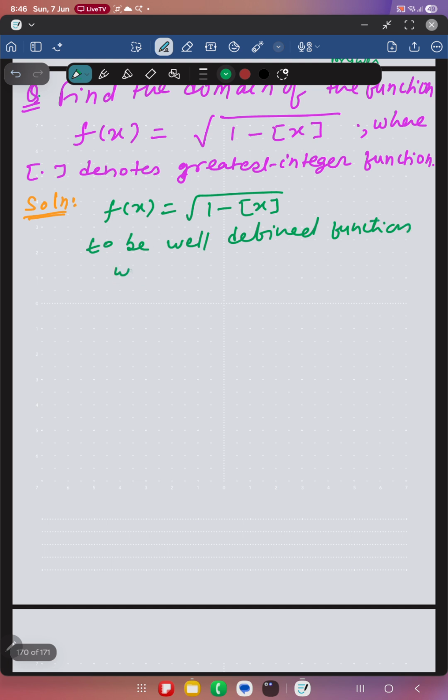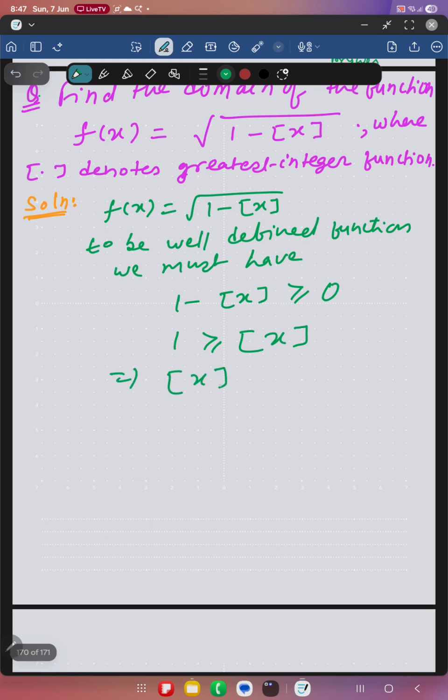we must have the expression inside the square root, that is 1 minus greatest integer function of x, greater than or equal to 0, which in turn will give you that the greatest integer function is less than or equal to 1. We can write like this, greatest integer function of x less than or equal to 1.